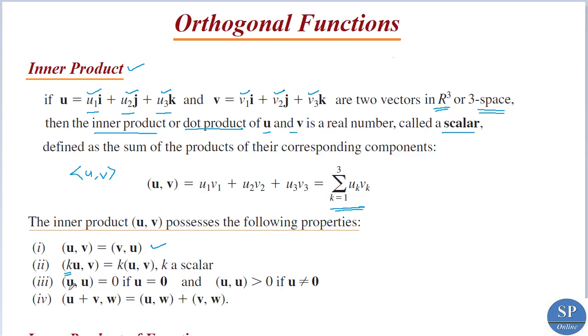Third one is the inner product of u with itself is equal to 0 if u equal to 0, and it is greater than 0 if u not equal to 0. And the fourth property is the inner product of u plus v comma w is the inner product of u and w plus the inner product of v and w. That is the inner product of two vectors.